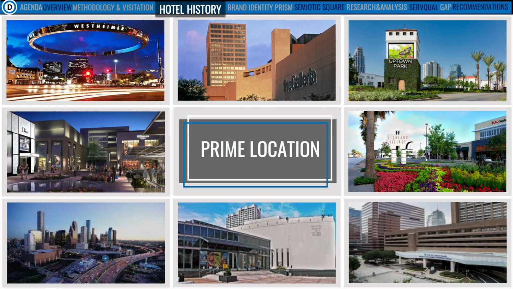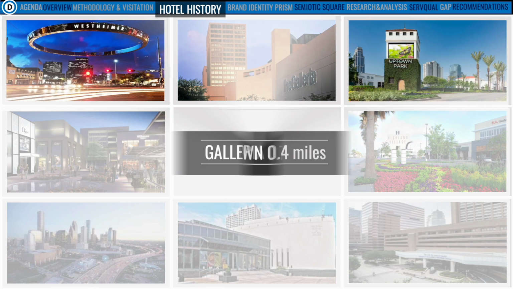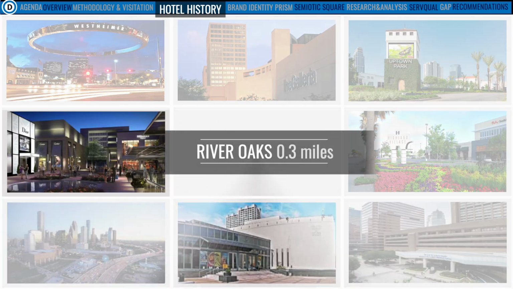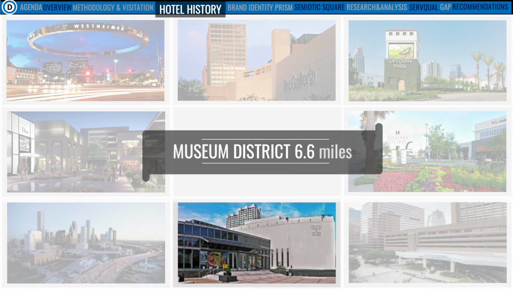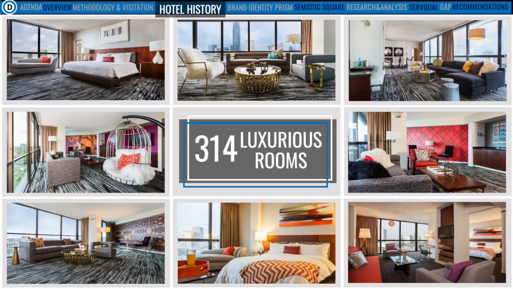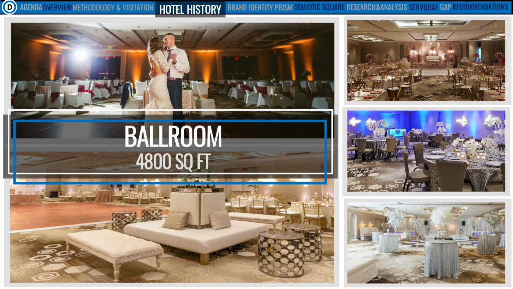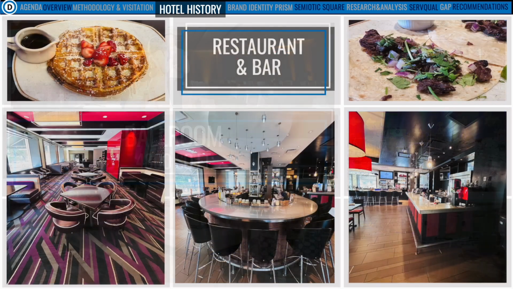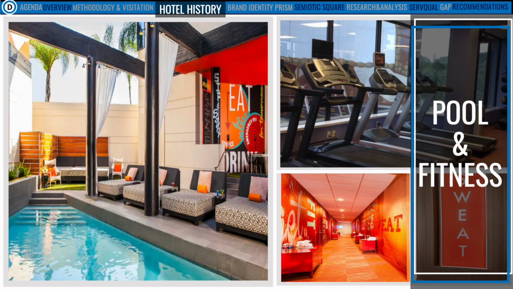The hotel is on West Heimer Road, located less than 1 mile from the Galleria, Uptown, River Oaks, Highland Village, and just a short drive to downtown, the Music District, and the Medical Center. Hotel Derrick has 314 luxurious rooms with 10,000 square feet of meeting space, an additional 4,800 square feet of ballroom for events, restaurant and bar, a pool, and fitness center.